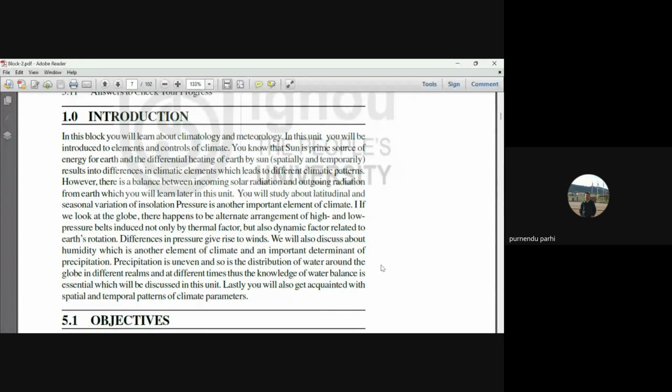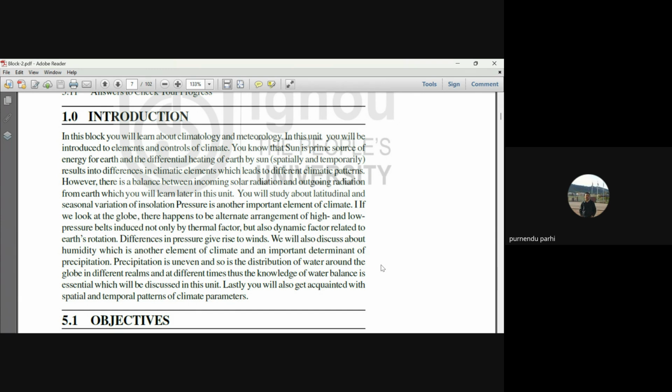So, in this block, you will learn about climatology and meteorology. In this unit, you will be introduced to elements and controls of climate. You know that the sun is the prime source of energy for earth, and the differential heating of earth by the sun spatially and temporally results in differences in the climatic elements, which leads to different climatic patterns. However, there is a balance between incoming solar radiation and outgoing radiation from earth, which you will learn later in this unit. You will study latitudinal and seasonal variation of insolation.